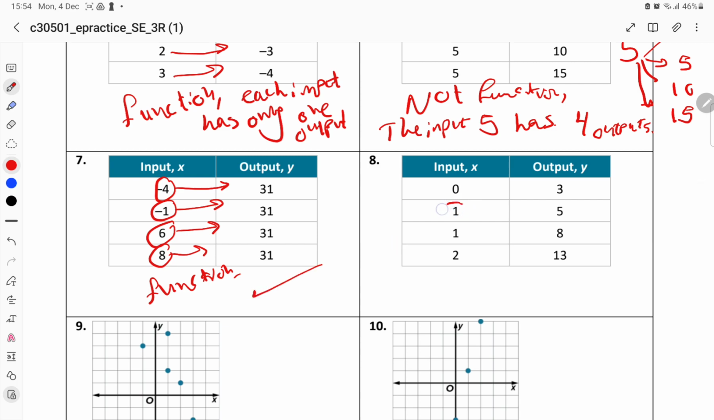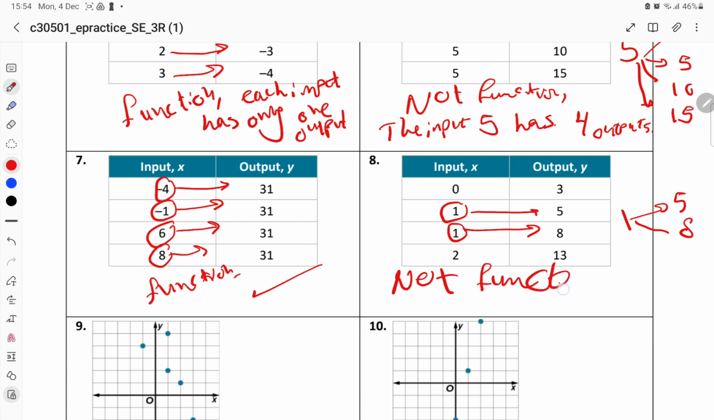Here, take care. The one has an output 5, and it also has an output 8. So of course the one has two outputs, so of course it's not a function. Why? The input 1, what should I do with the one? The input 1 has two outputs, and that's why it's not a function.